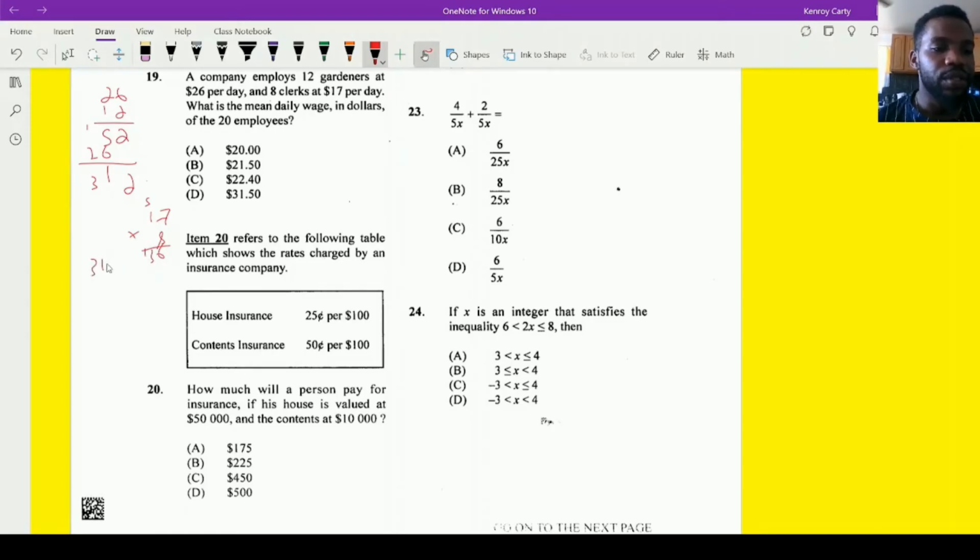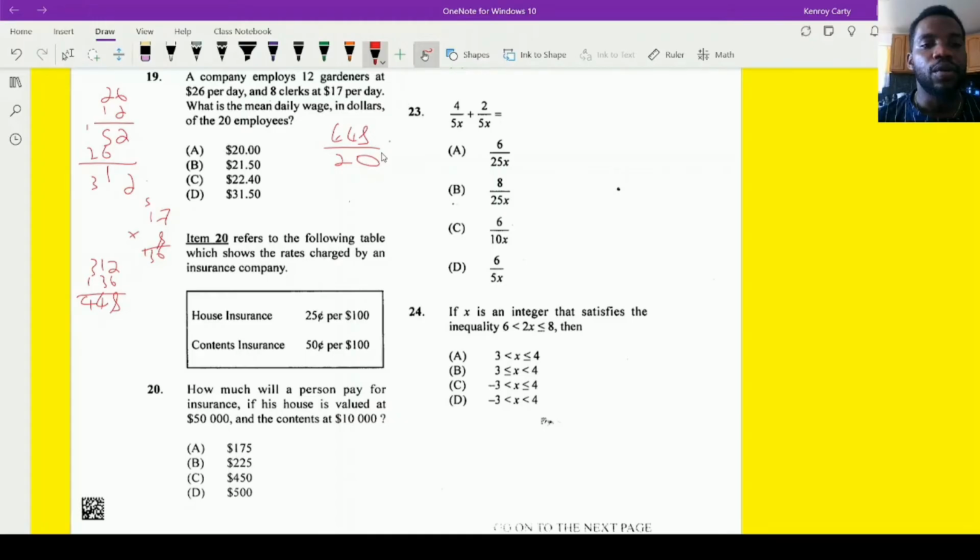All right, so we have 312 plus 136. 6 plus 2 is 8. 3 plus 1 is 4. 3 plus 1 is 4. So that's 448. That is the total amount. But you want the average. So you divide the total, which is 448, by the amount of employees, which is 20.